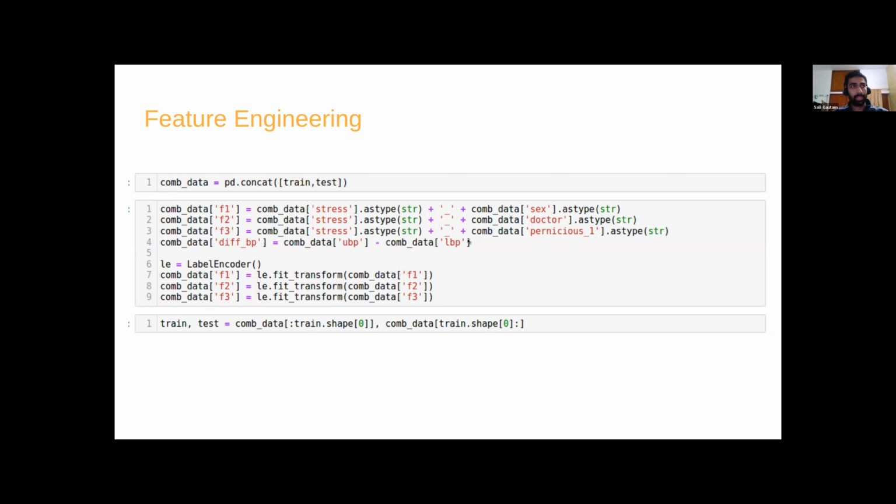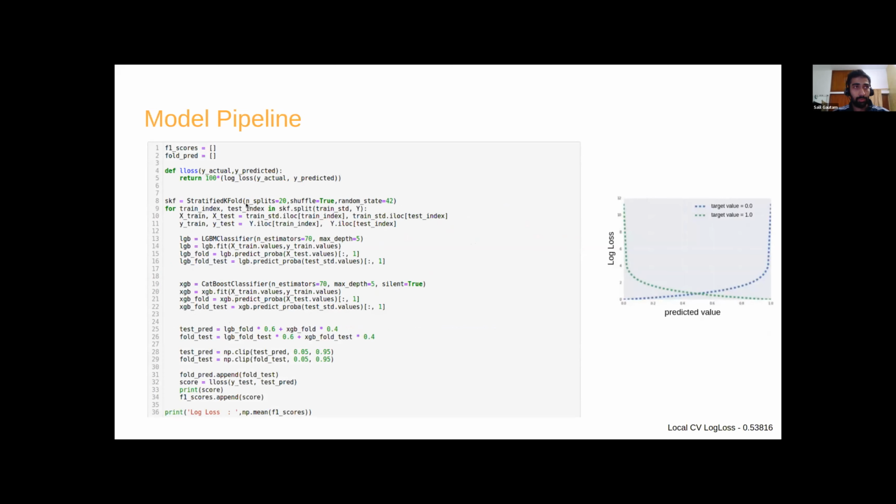If you look at the model pipeline, it's fairly simple. I did a stratified k-fold. Stratified wasn't really necessary because the data was quite balanced, but still I did it. And then I made an LGBM classifier and a CatBoost classifier. And then I did a weighted ensemble, which you can see here is 0.6 and 0.4. And finally, I used something I saw people use on Kaggle a lot, which is log loss clipping, because the evaluation metric was log loss, and log loss as a metric penalizes you a lot if you are very confident and you are wrong.